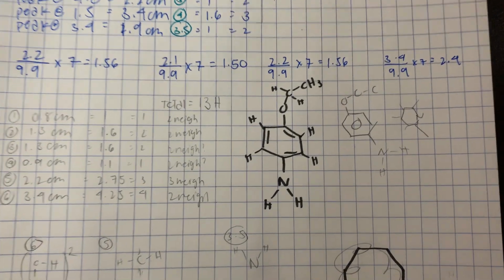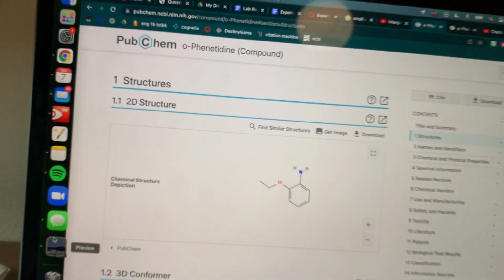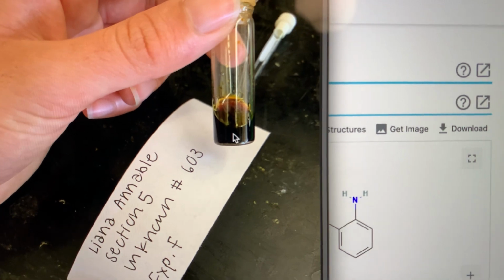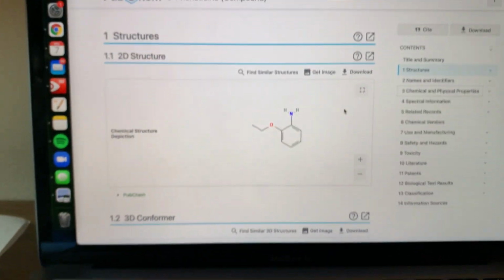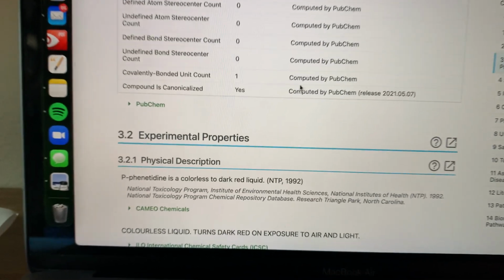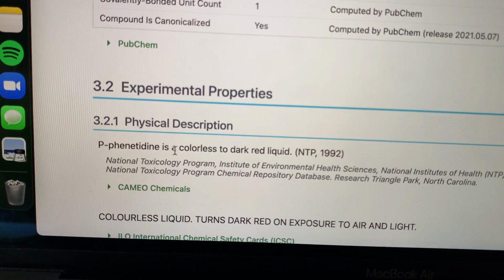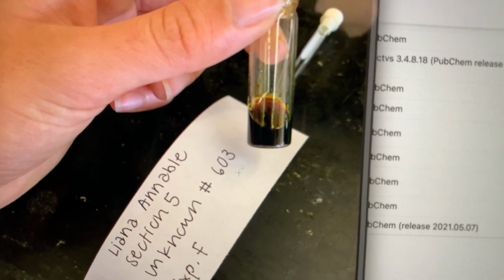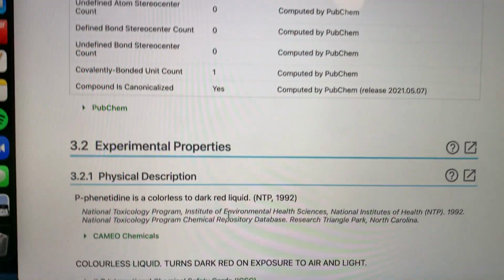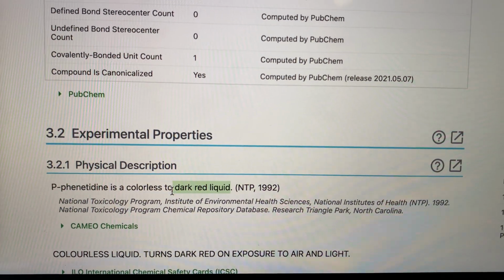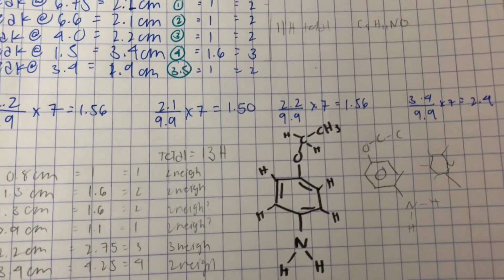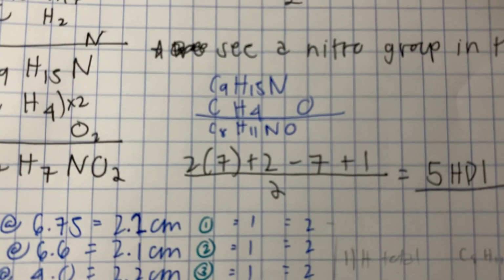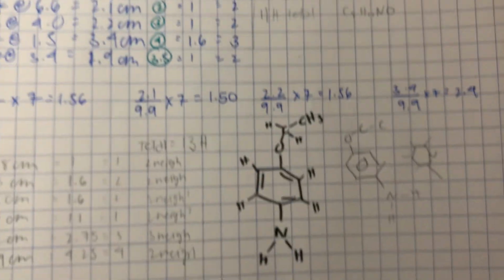Another thing that really solidified that this is the correct formula was that when I looked it up on PubChem, if you recall, this is what my sample looked like. It was a very dark, kind of reddy brown color. When you look here, it tells you that the physical description is a colorless to dark red liquid. And so as you could see from the picture, mine was a dark red brownish liquid, and it matched up quite nicely, and it has the same molecular formula. So I do believe that this, with the chemical formula of C8H11NO, is my compound. Thank you.